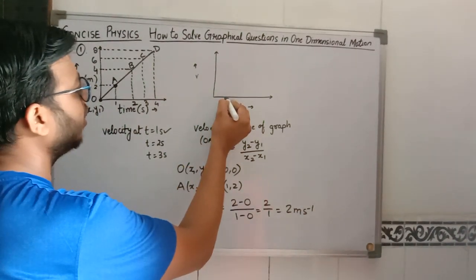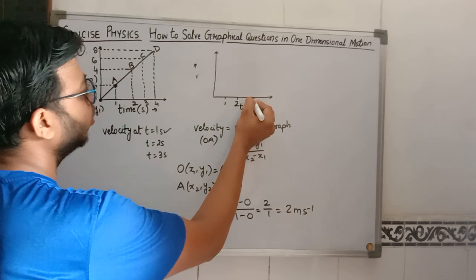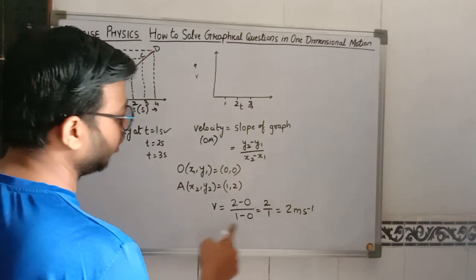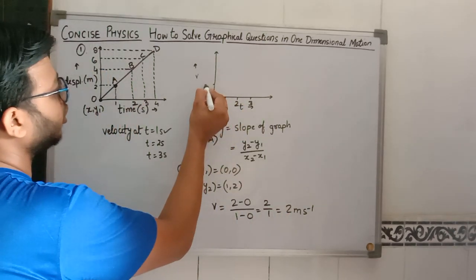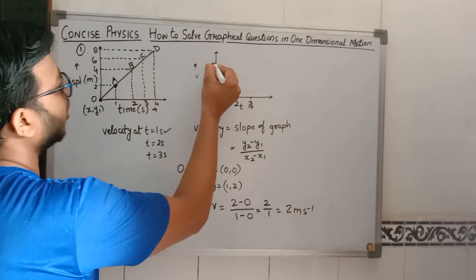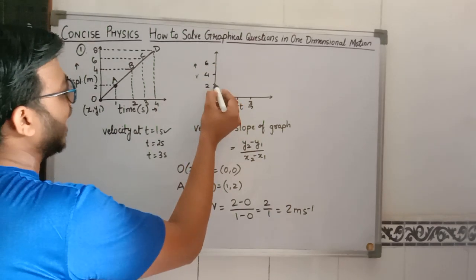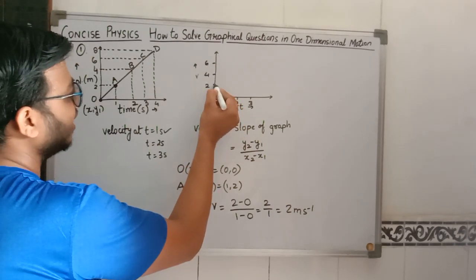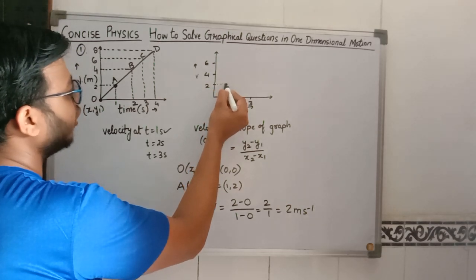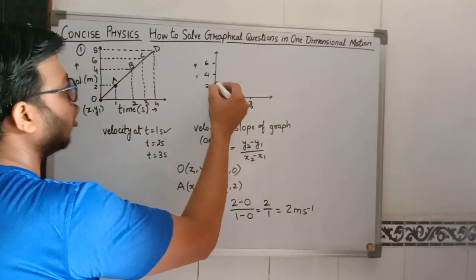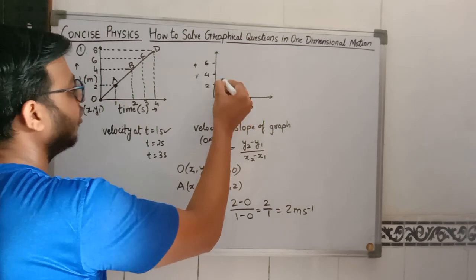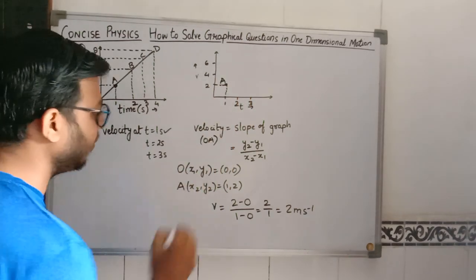So when we take time 1, 2, 3, the velocity is coming 2. Suppose velocity is written here 2, here 4 and here 6. So at 1 second the velocity is 2. So the first point on the graph will be made at this point. This is the first point on the velocity time graph.